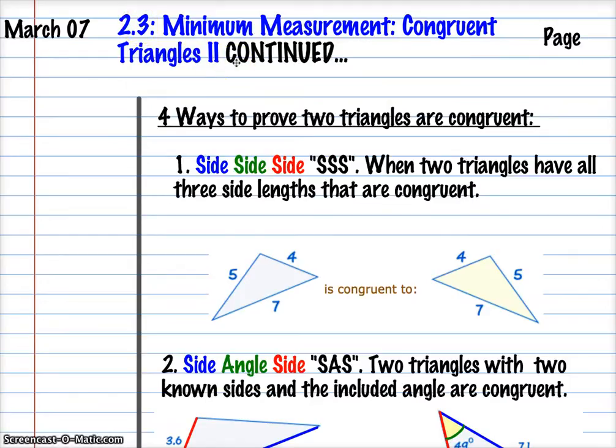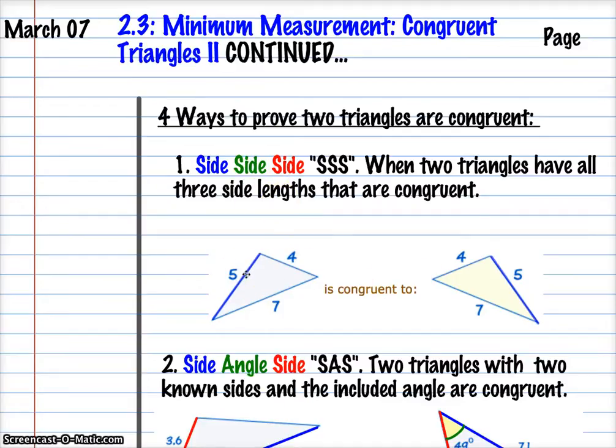Okay. So there are 4 ways to prove that two triangles are congruent. There are actually 5, but the 5th one is kind of an extension of one of these original 4. So the first way is side, side, side. You need at least 3 pieces of information, and they are side, side, side. When two triangles have all 3 sides that are congruent, they are congruent to each other.